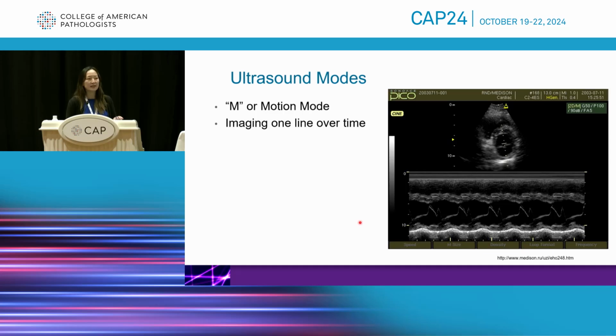There's also M mode, or motion mode, in which the ultrasound is imaging one line over time. This is not something we really use in pathology very much, but in cardiology, this is something you use when you're looking at valves. And so you can see this image. This is an image through a cardiac valve. Here's your line that's being imaged over time, and you can see the valve opening and closing. Again, in pathology, we don't tend to use M mode because it's not as applicable for our lesions.